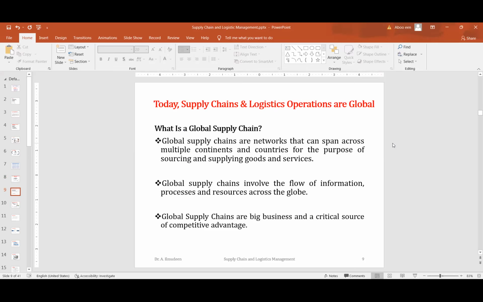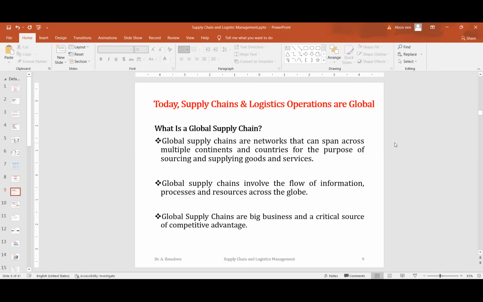So now we are going to discuss the importance of global supply chain management system. So far we looked at what is supply chain, the importance of supply chain management system, and various flows, materials and information flows, and the growth path. Now we are going to discuss global supply chain management. The global supply chains are networks that can span across multiple continents and countries for the purpose of sourcing and supplying goods and services.